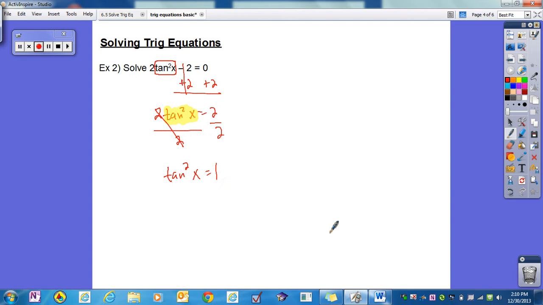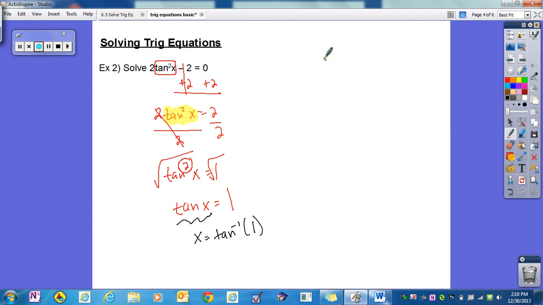Alright, now I still have to get this tangent x by itself. I have to get rid of this squared. Well, the way you undo square is you take the square root. So I'm going to take the square root of both sides. So I get tangent of x equals 1. Alright, now I'm at that final point right here where I have just tangent of x, which means I have to do inverse. So that means x equals the inverse tangent of 1.